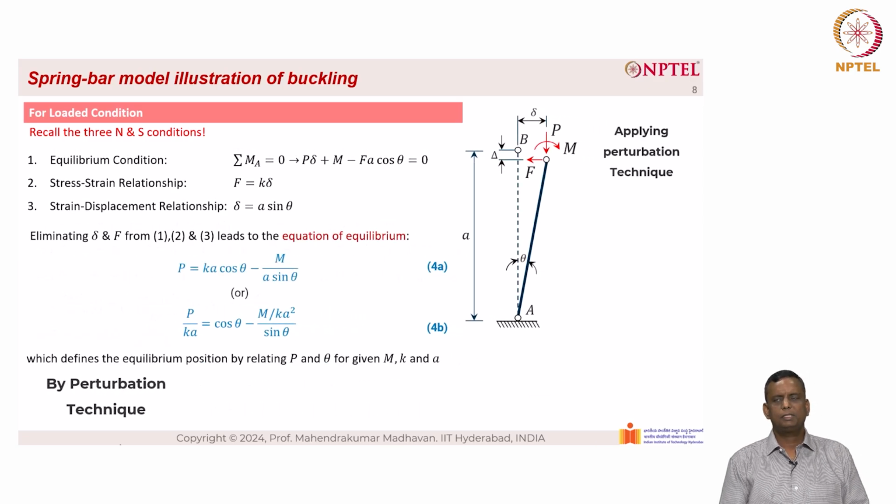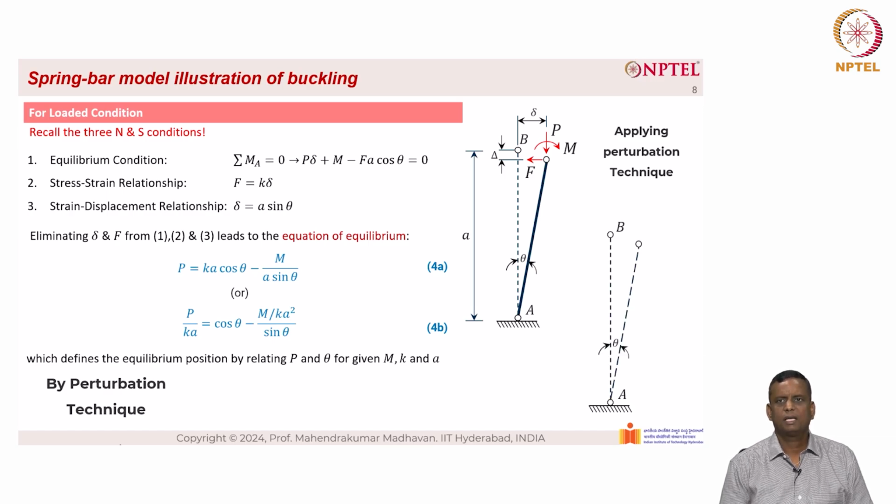So, what is perturbation technique? Perturbation technique is to perturb a structure which is already in equilibrium by applying a small perturbation. If the structure can come back to the original position, it is stable. If it cannot come back to the original position and keeps moving, it is unstable. If it slightly displaces and stands still, then it is in neutral equilibrium.